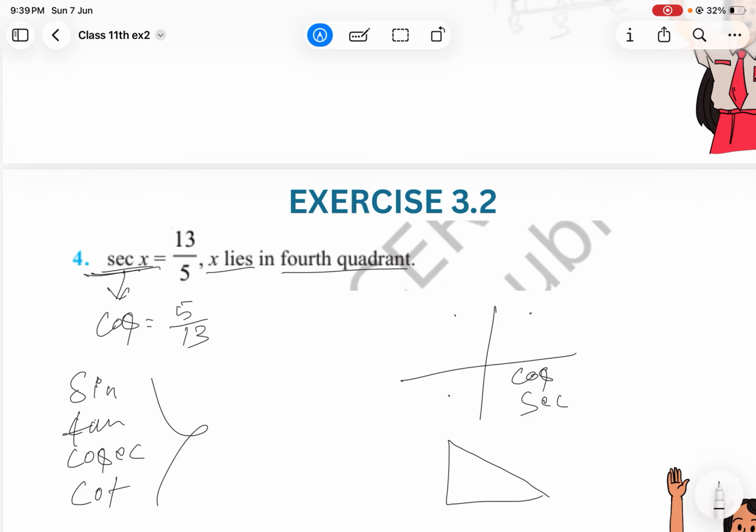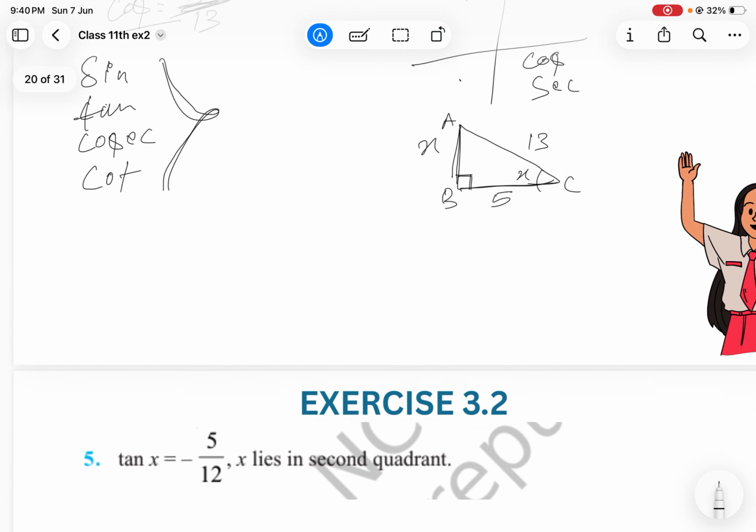In order to find this, we will make a triangle, and sec x, this is A, B, C. Again we will take it as 90 degrees. This is x. Sec is the opposite of cos, it means hypotenuse by base. Sorry, sec will be 1 by cos, right? So cos is base by hypotenuse, so this is 5, this is 13. We have to find AB. We will put the value of AB and we will calculate sin, tan, cosec, cot, right?